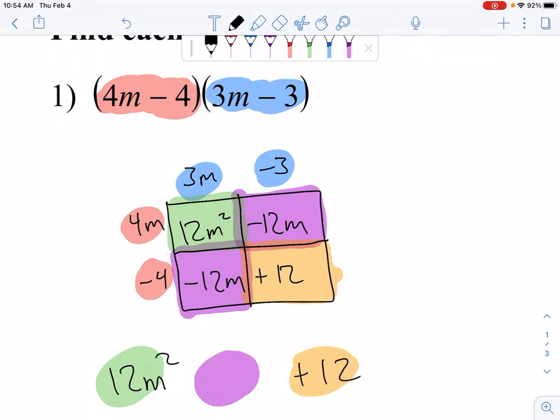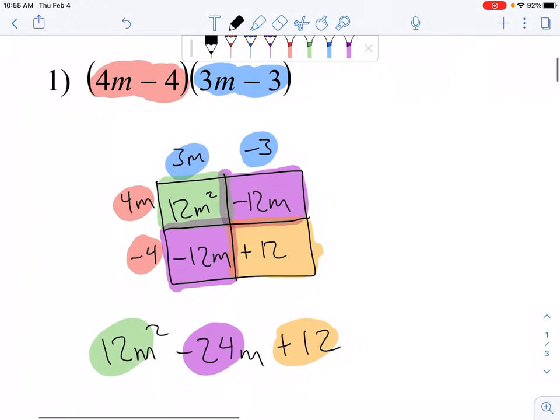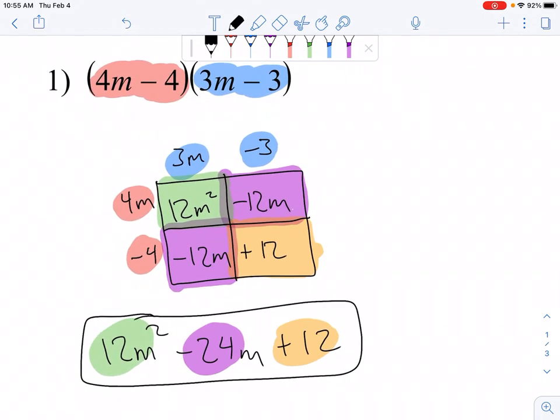Those didn't change, but I do need to put these two together. I just need to count them up. I'm not multiplying, I'm adding and subtracting at this point. If I have negative 12m's and negative 12m's, I have negative 24m's. So then this would be the solution to that problem.